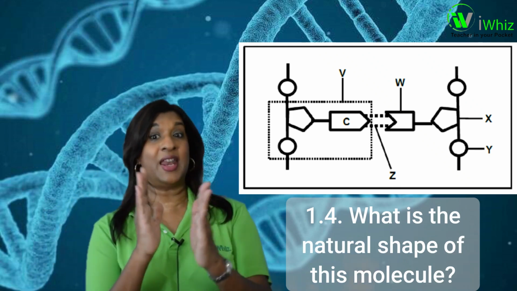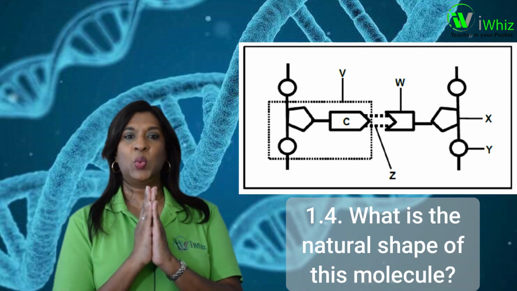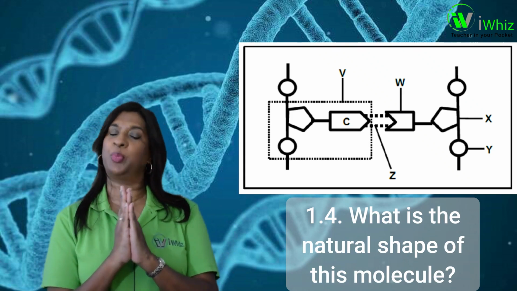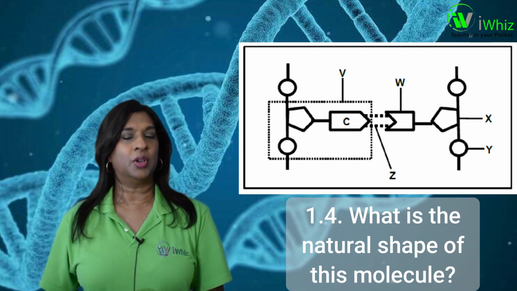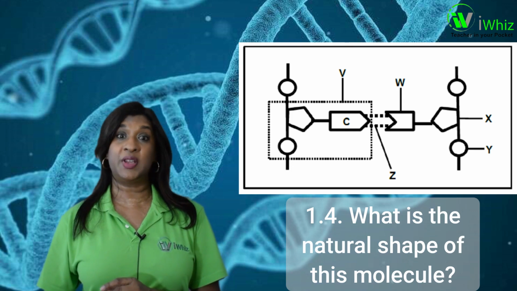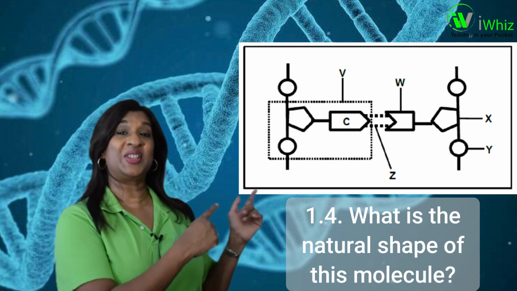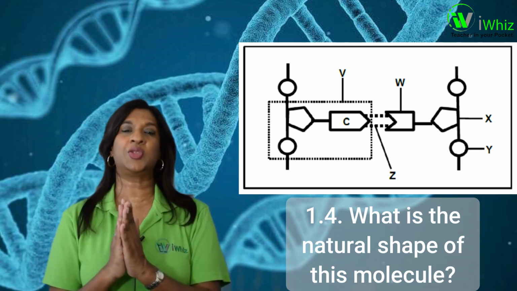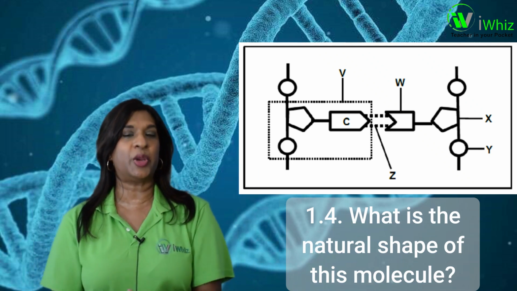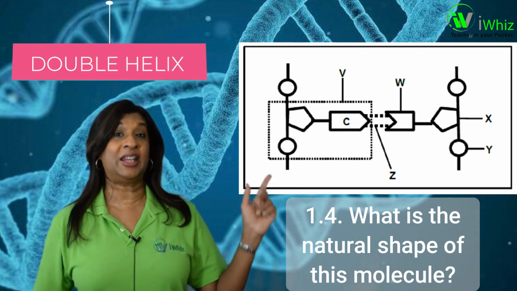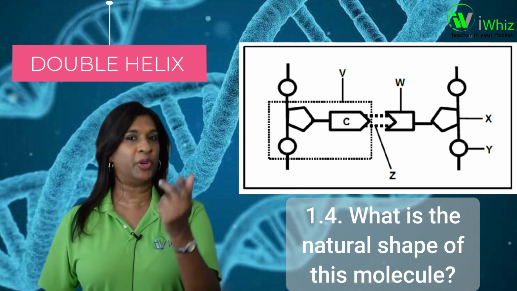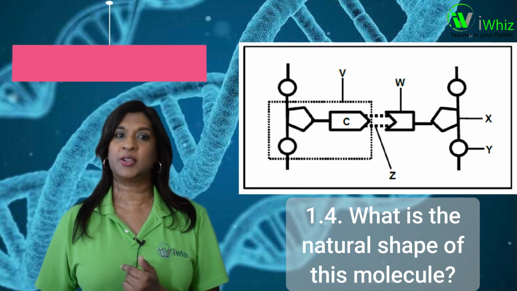Right, and our next question. It says, what is the natural shape of this molecule? Well, the natural shape of this molecule is not shown on the diagram. What you're seeing on the diagram is just double-stranded, but the natural shape would be a double helix, right? So remember, it would be a coiled structure.